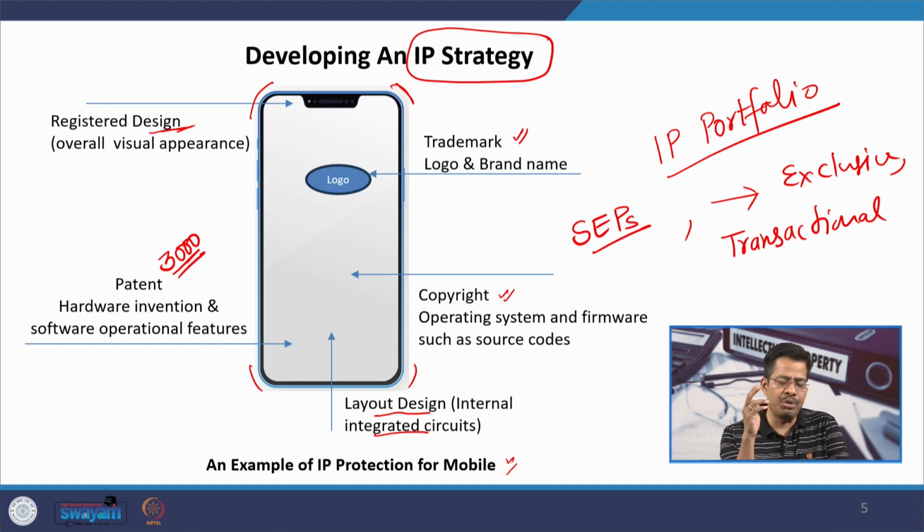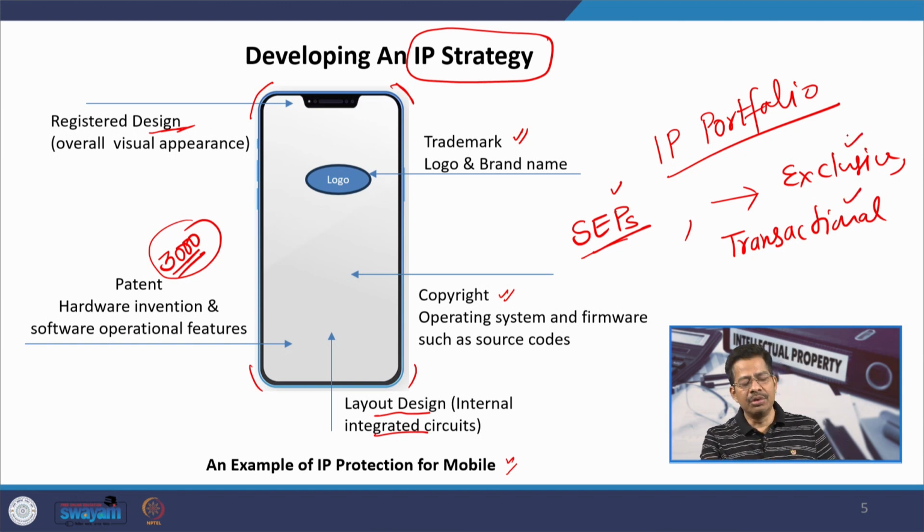So, here we have understood two important things. One, in a single device, a single product, there may be multiple types of IPs which are involved. So, you may require an IP strategy for each one of them separately. Second, you will have a combination of IPs, and you will see how you are going to use them. Out of these patents, some of them will become SEPs, some will be part of transactional, some will remain exclusive to you. So, that is how it has to be seen at two levels.